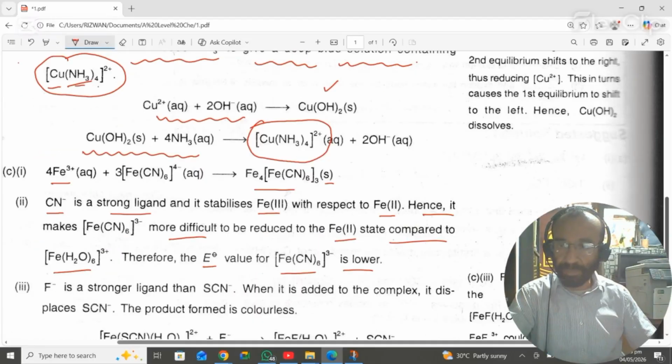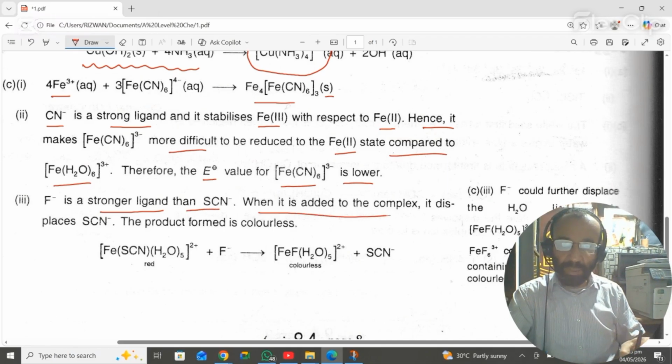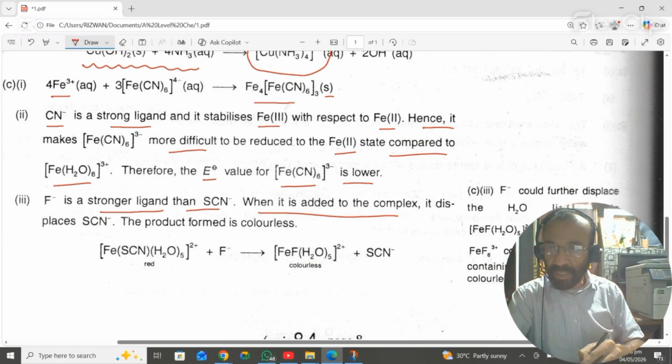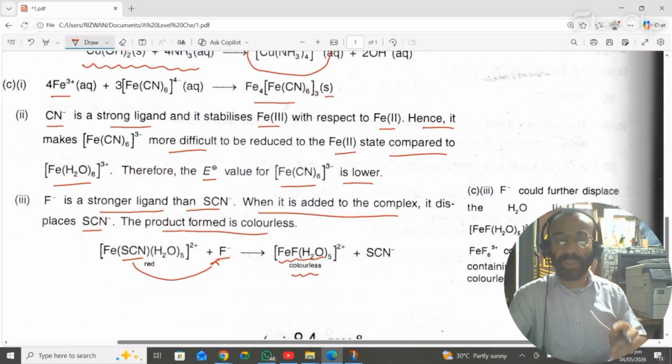And look here, the added ion is a stronger ligand than the thiocyanate ion. When it is added to the complex, it displaces the thiocyanate ion. The product formed is colorless. So the pentaaquathiocyanatoiron ion, when reacted with it, will be displaced and a new complex will be formed which is colorless. So this is the reason.